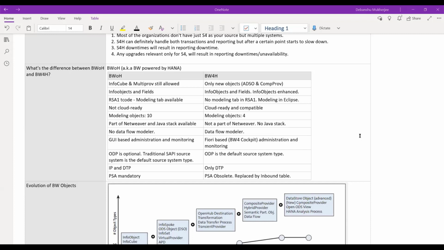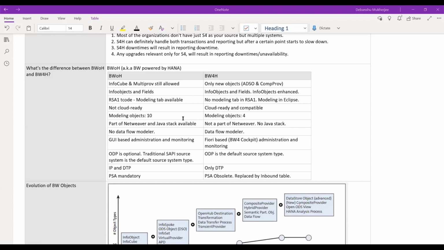Then coming to the next point, modeling objects. There were a lot of modeling objects in BW on HANA. We had info cubes, we had virtual providers, we had info sets, we had multi-providers. So there were around 10 objects for modeling. All of them are consolidated into only 4 objects in BW for HANA.